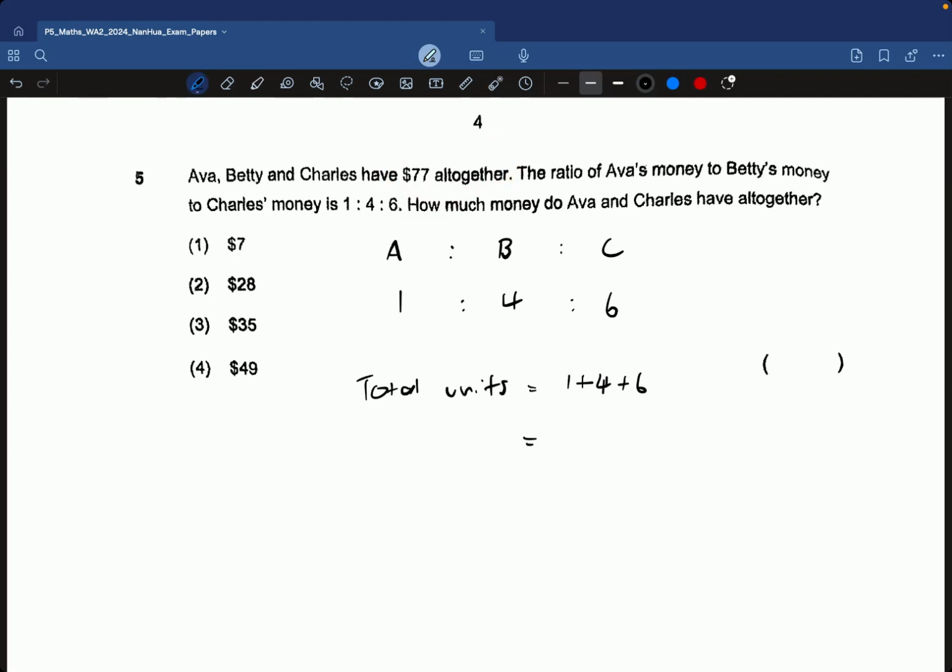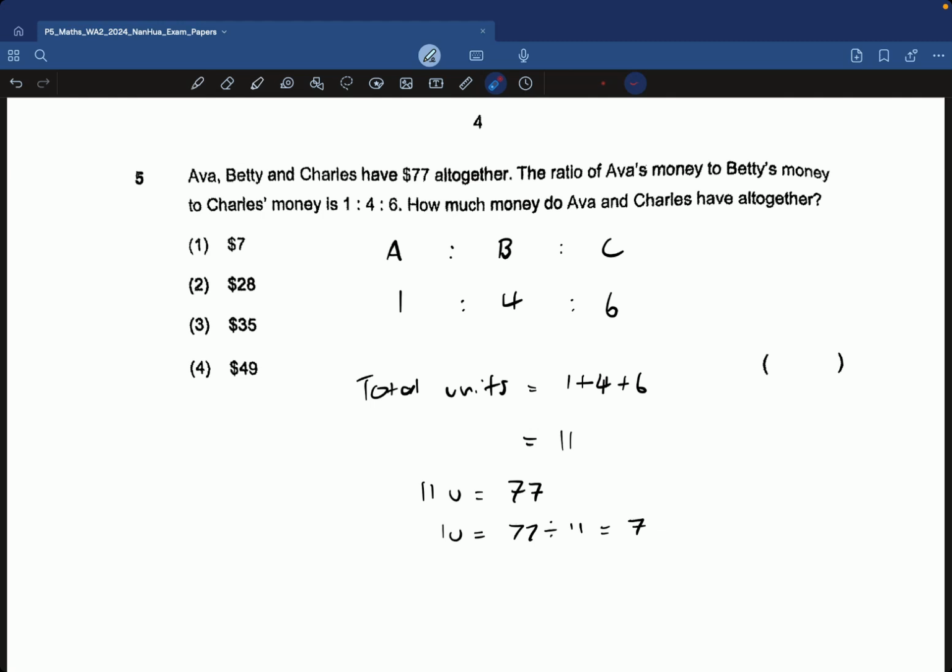So total units is 11. 1 plus 4 is 5, 5 plus 6 is 11. So if 11 units, I'm going to put U as short for units, is $77, then 1 unit is equal to 77 divided by 11, which is 7.